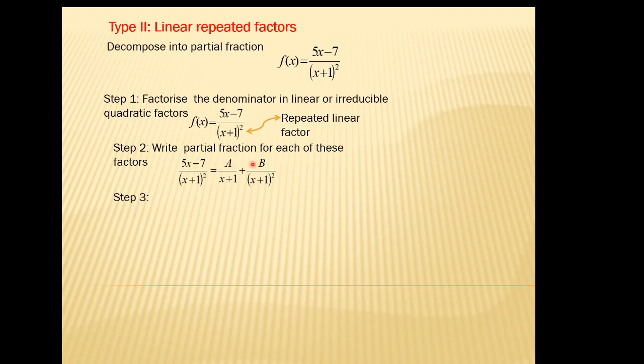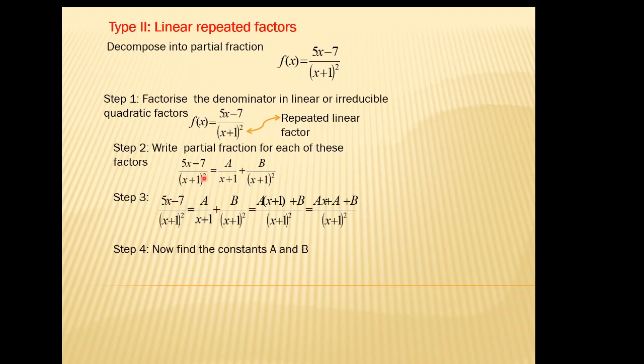Now our aim is to find out a and b. As the denominator is x plus 1 whole square, I need to multiply a by x plus 1 only, and b will remain as it is because it fulfills the requirement of the denominator x plus 1 whole square. You can separate the terms, collect the coefficients of various powers of x. Now find out the constants a and b.